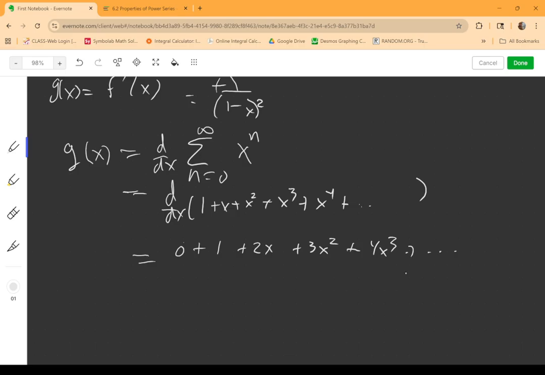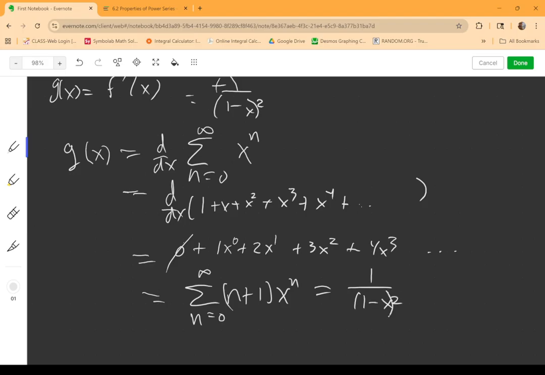Now I want to write this using sigma notation. Here we can see the pattern that's arising. The first term is just 0, but if you notice the exponent and the coefficient, the coefficient is always one more than the exponent, essentially the power. So n plus 1 times x to the n, where n goes from 0 to infinity. And that is the power series for 1 over 1 minus x squared.